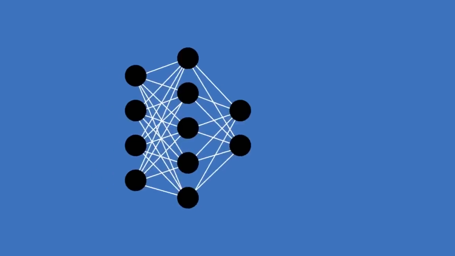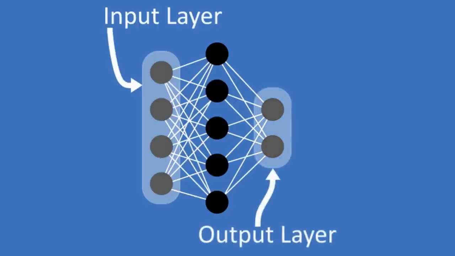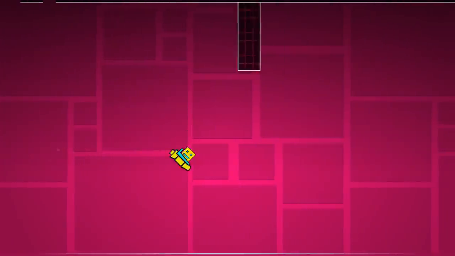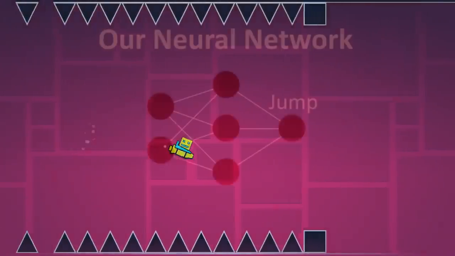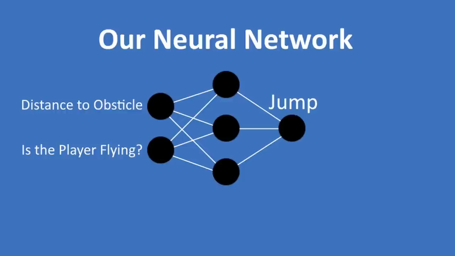In a neural network, the leftmost neurons are the inputs where we will provide data from the game, and the rightmost neurons are the outputs. Since this task is relatively simple, all we will need is one output, which is whether or not to jump. And this will work for the flying sections as well, since they use the same controls. For the inputs, we will only need two inputs. The first input will be the distance away to the nearest obstacle, and the second input will be whether or not the player is currently flying. Since this is a Boolean, we will just pass in a constant instead.